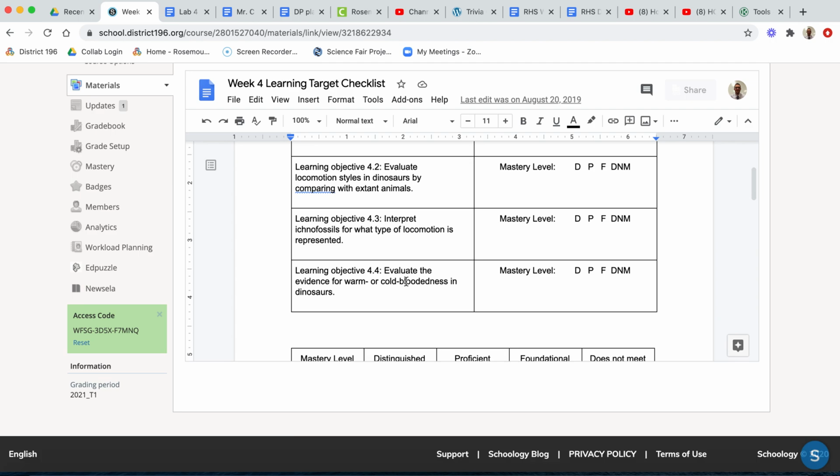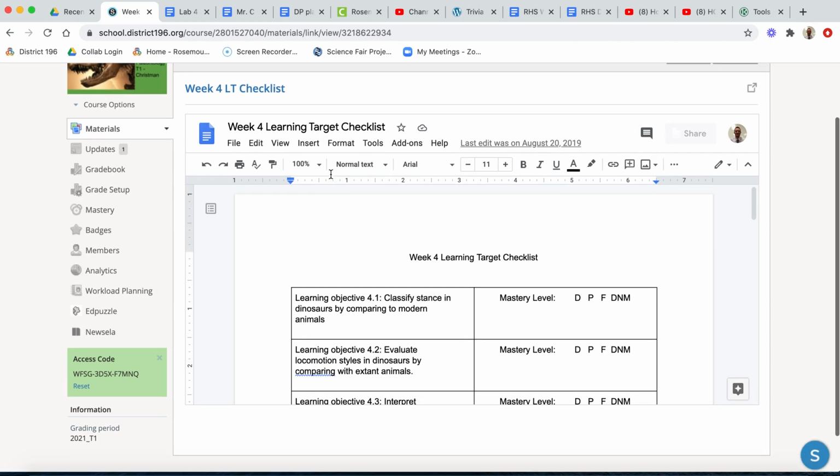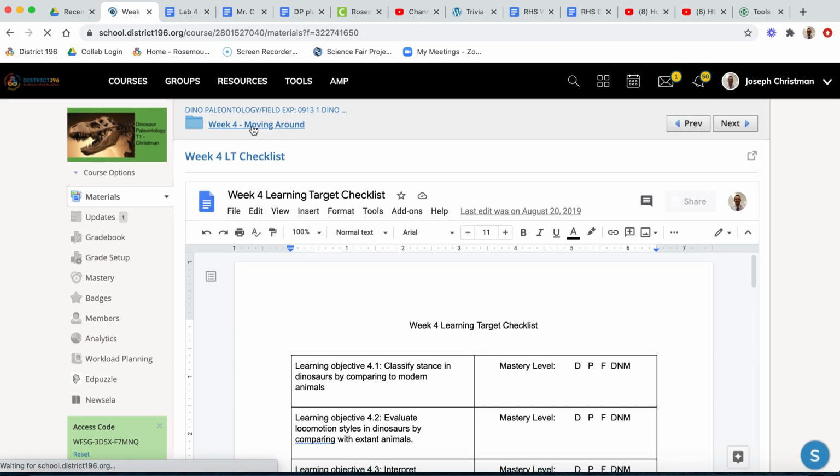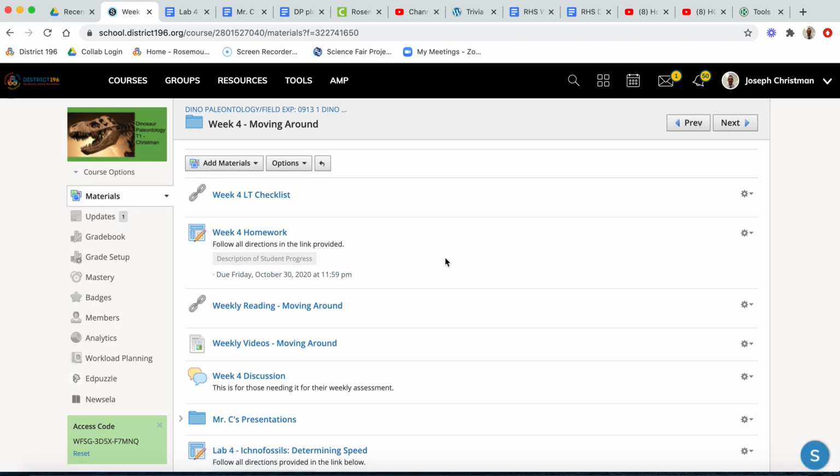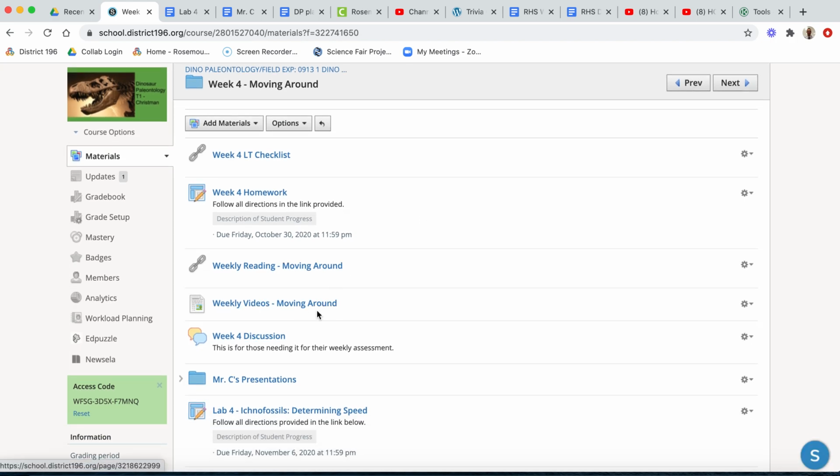And then, like I said, we're trying to look at this idea that once we understand the locomotion of dinosaurs, we can then understand a little bit more about their metabolism, which is 4.4. Okay, so that's the checklist. However you want to do your week 4 homework, make sure you cover all of those. The readings are here. The videos are here as well.